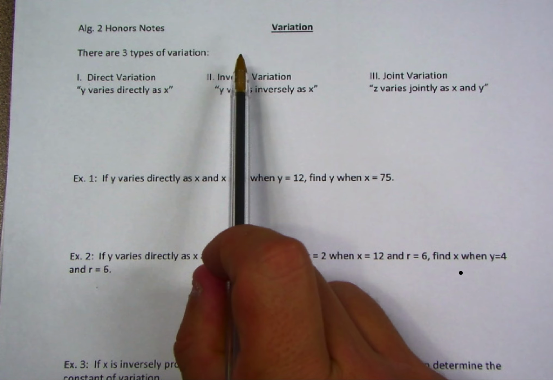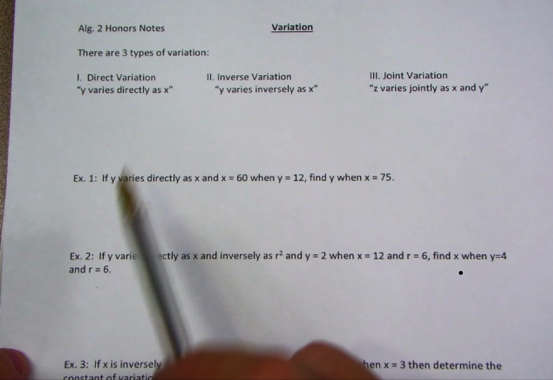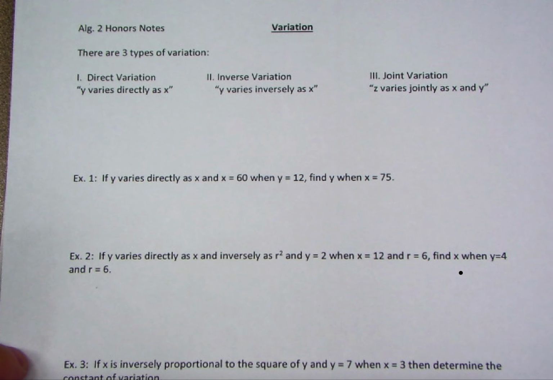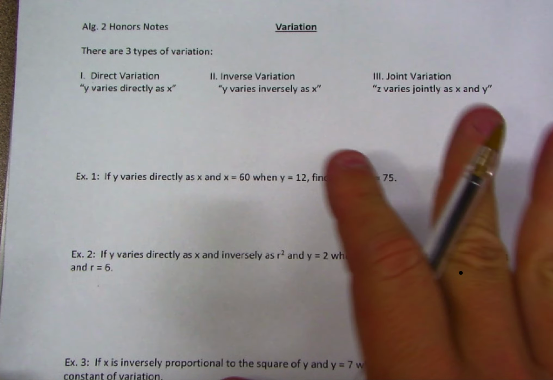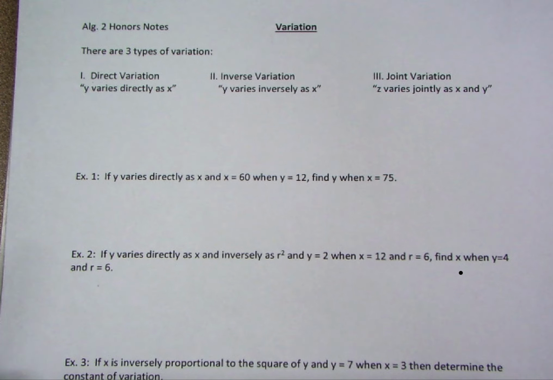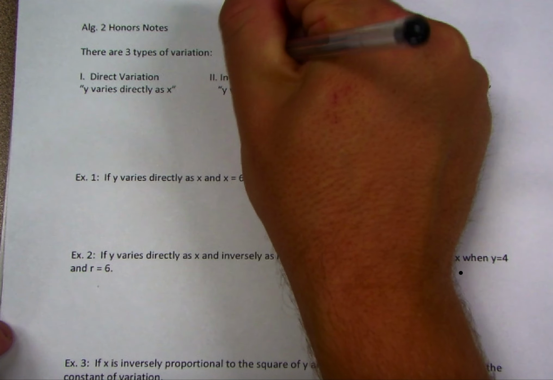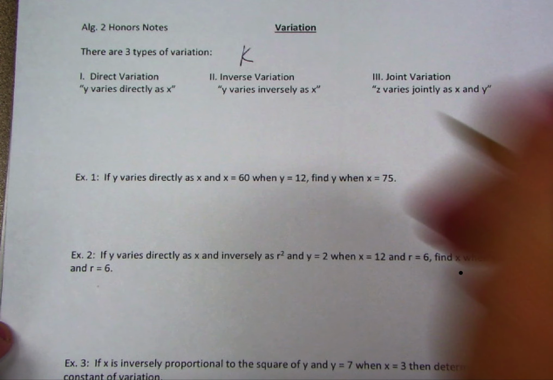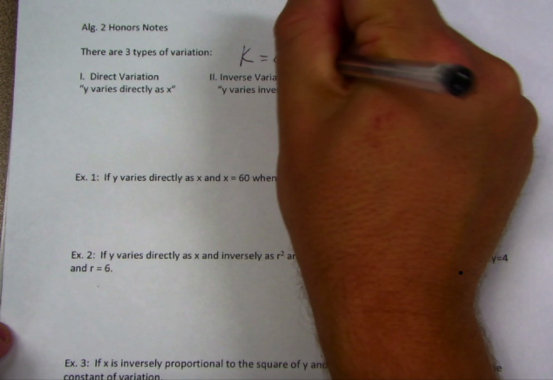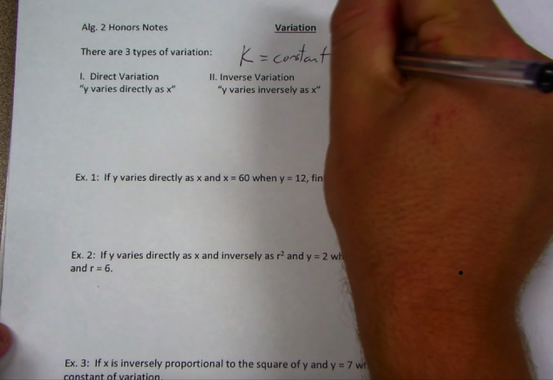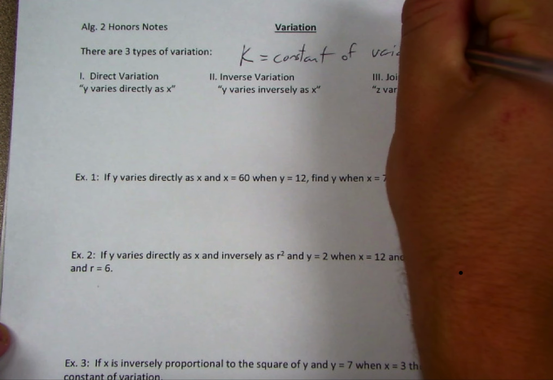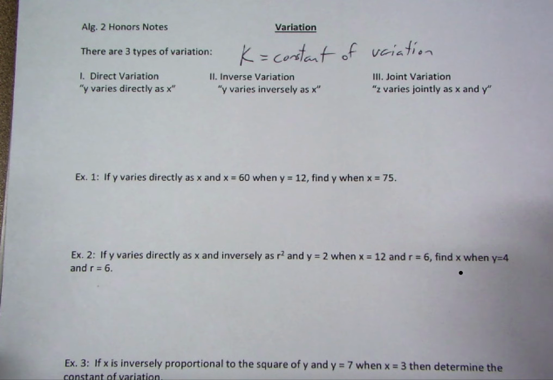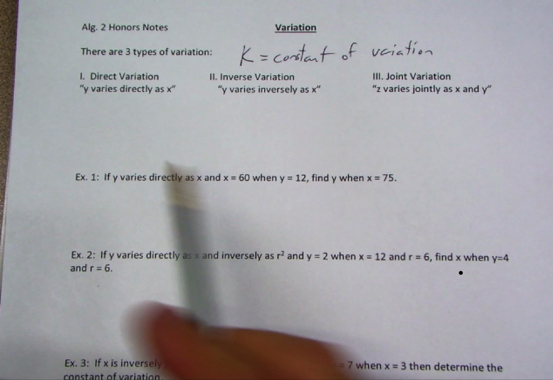The hardest part about these problems is that in every single one of these variation problems, there's a variable or a letter that never shows up in the problem, but you use it in every single one of your problems, and that's the letter K. So K is going to be known as the constant of variation, which I'll explain here in a second. It's the constant of variation. K is going to be a number in one particular problem that links our variables together.